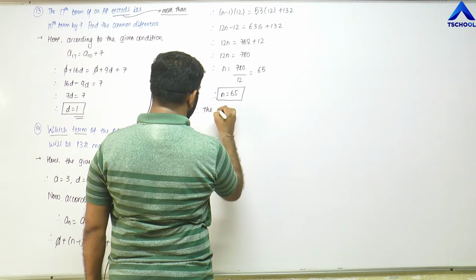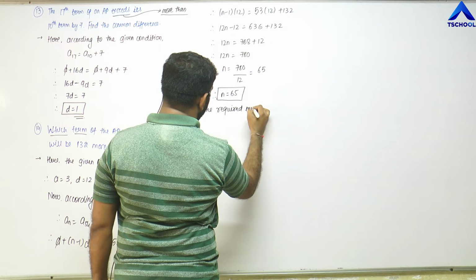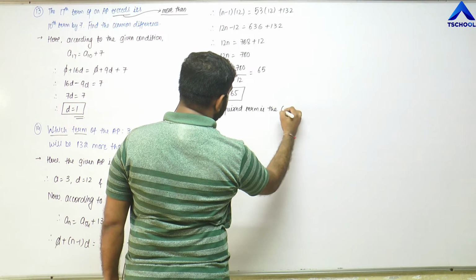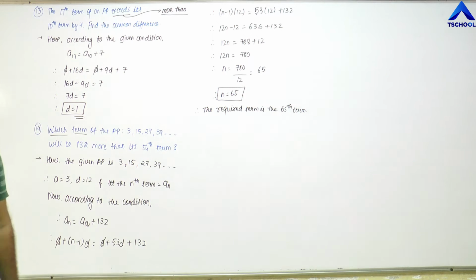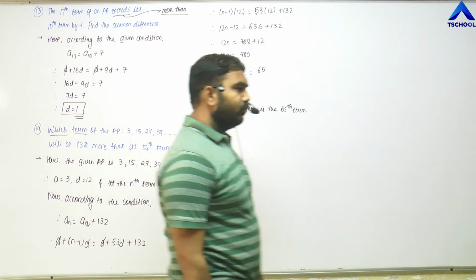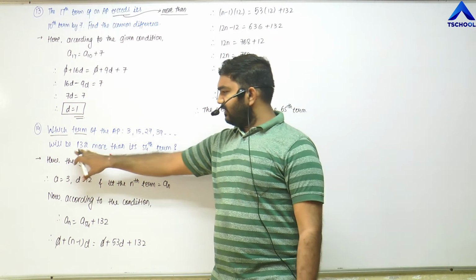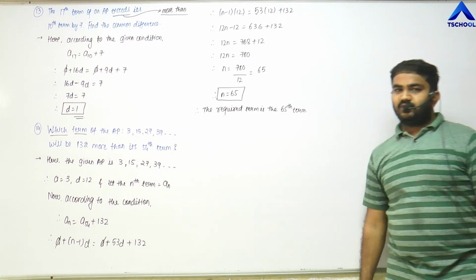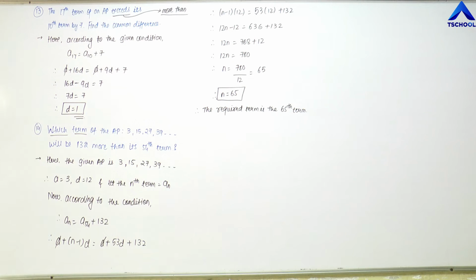Therefore the required term is the 65th term. Or you can also say that the 65th term of the given arithmetic progression is 132 more than its 54th term. Is it clear, friends? So that is the n that we were looking for, that is the term that we were looking for, that is the 65th term. Is it clear, everyone? Okay, good.